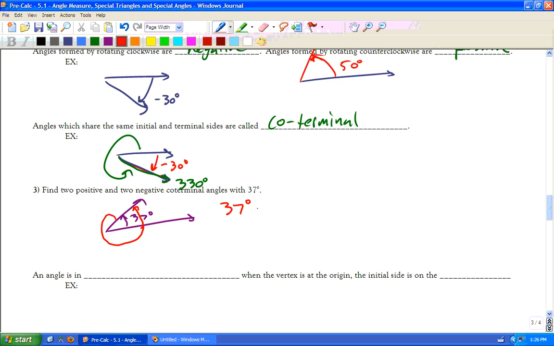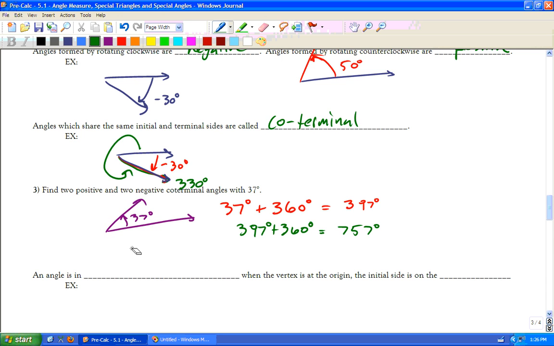So if we start at 37, what we're going to be adding is a full circle's worth of degrees, which is 360, to give us 397 degrees. Now, what we could do is then go again for another circle, all the way around. So we're going to leave off with 397, but we're going to tack on another 360. When we do that, we come up with 757 degrees.